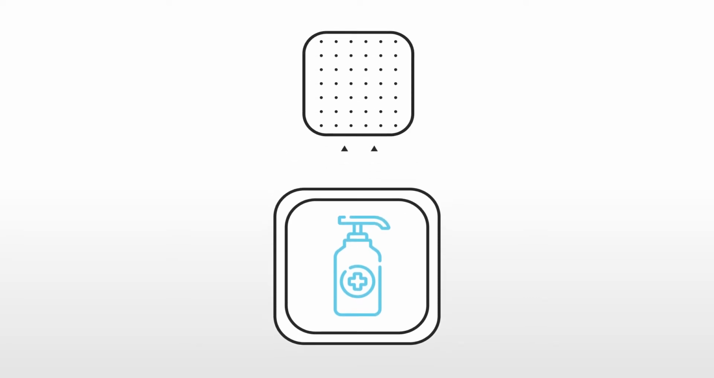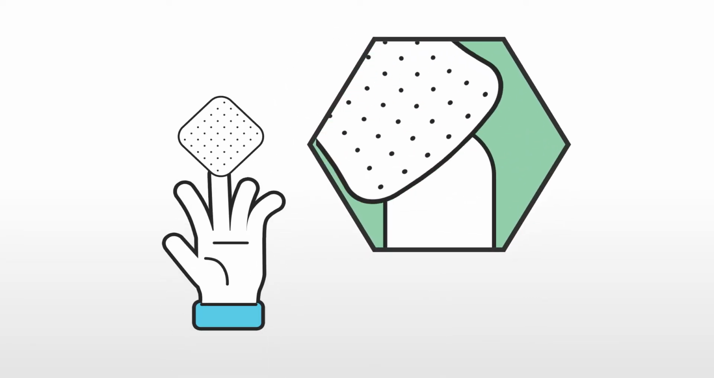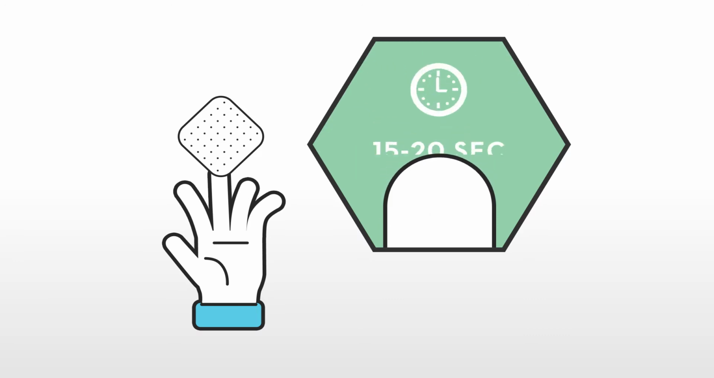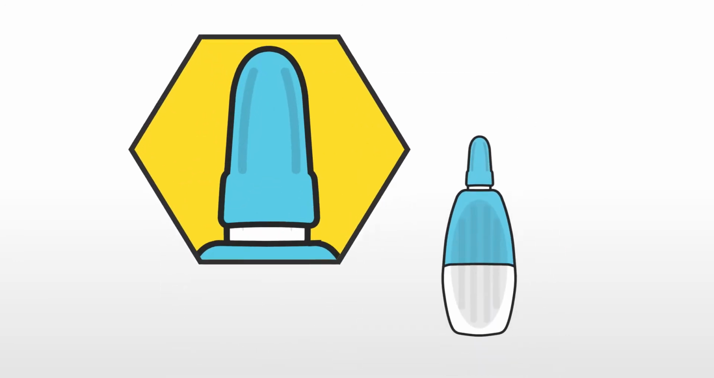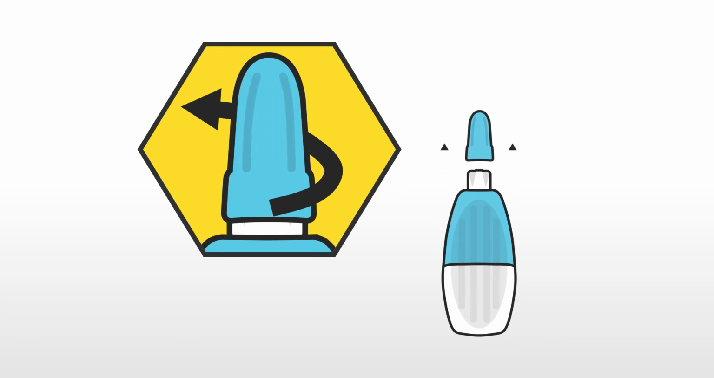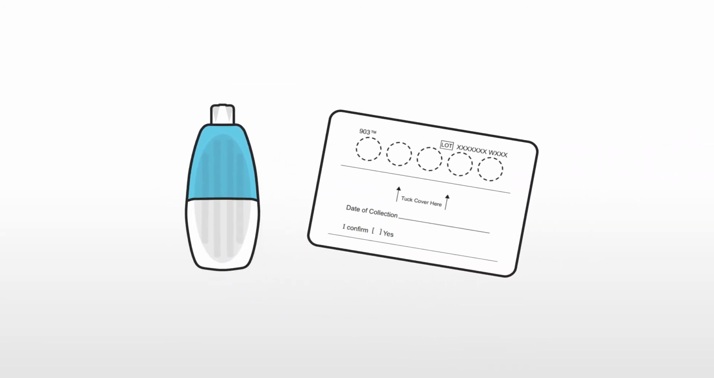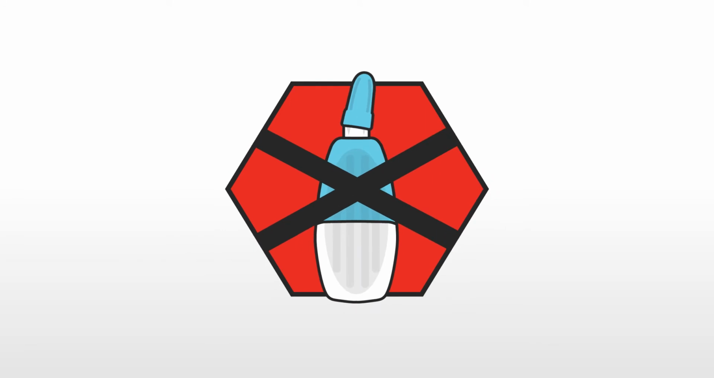Open the alcohol pad provided and thoroughly clean your chosen finger on all sides. Let it dry for 15 to 20 seconds. Twist off the top of the lancet and place the blood collection card within easy reach. Do not use the lancet if the safety cap has been dislodged.